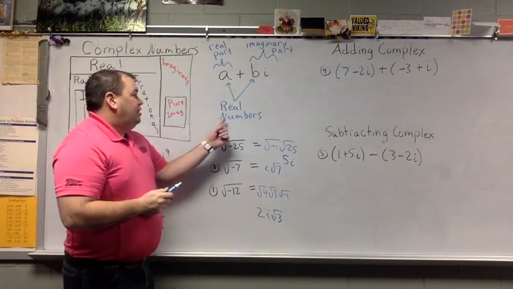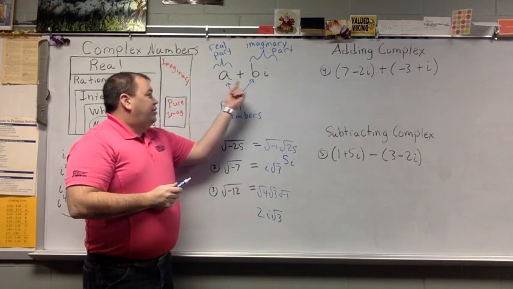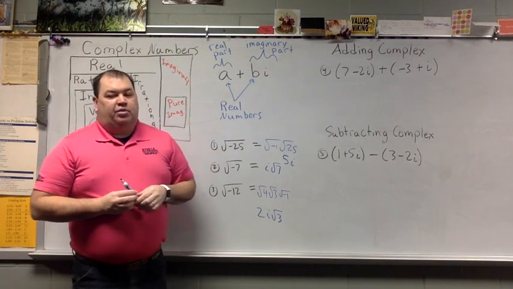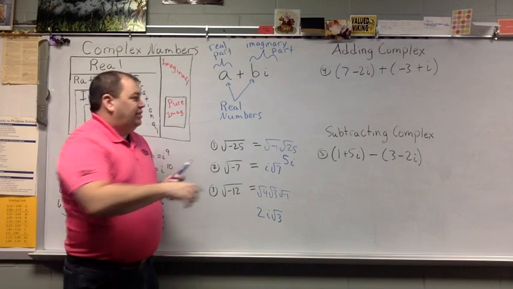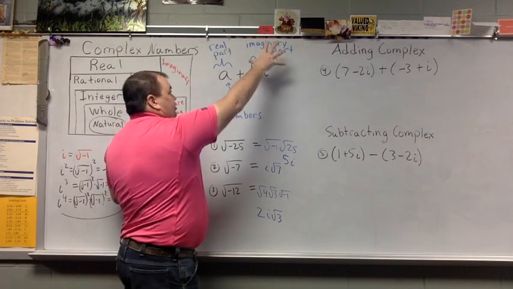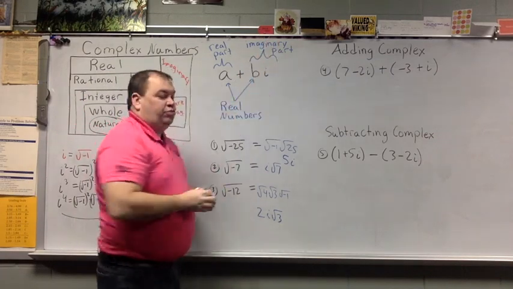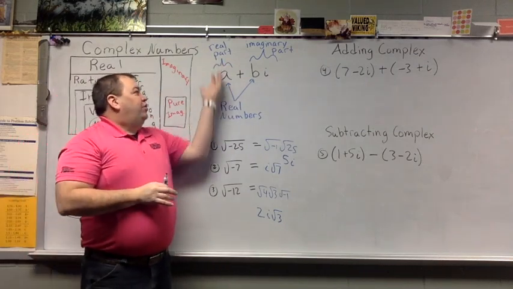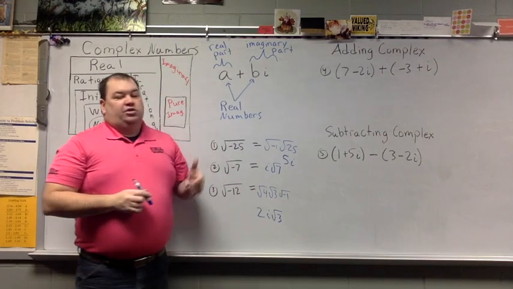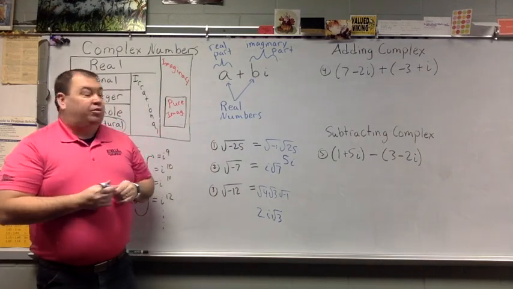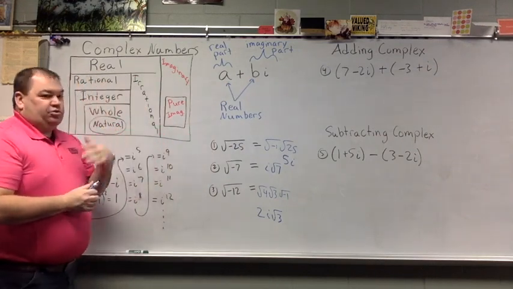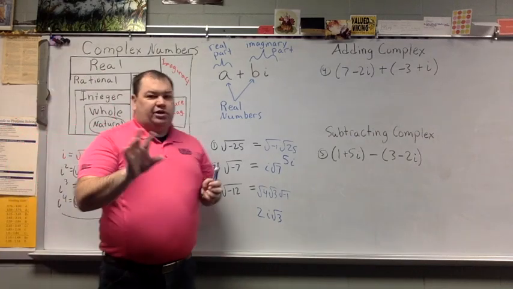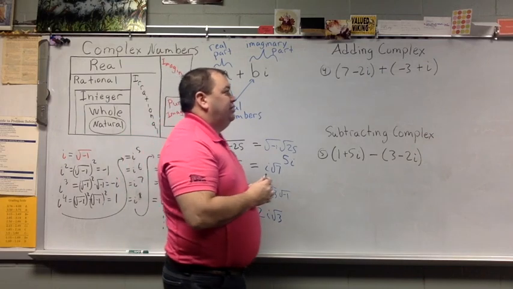Now the catch is this number here and this number in front of the i are still real numbers. Okay, it's the i that makes this the imaginary part, but those are actually real numbers. So don't get that confused with the real part and the imaginary part. They're still real numbers. They can be any kind of real number, whether it's rational, irrational, natural, whole, integer. It can be anything.